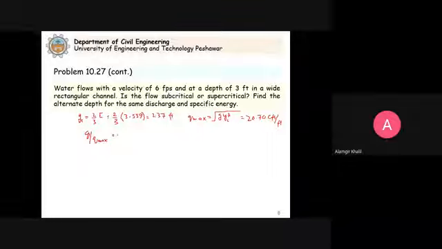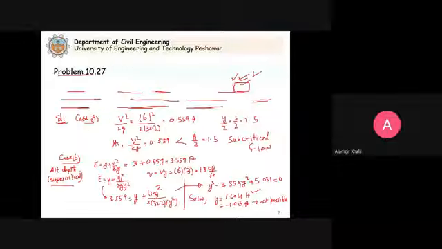So what is Q? Q is given, clear, 18. And Q maximum we calculated here, 20.70. So now Q by Q maximum is 0.869. Clear? Now for this Q by Q maximum 0.869, I go to the discharge curve.